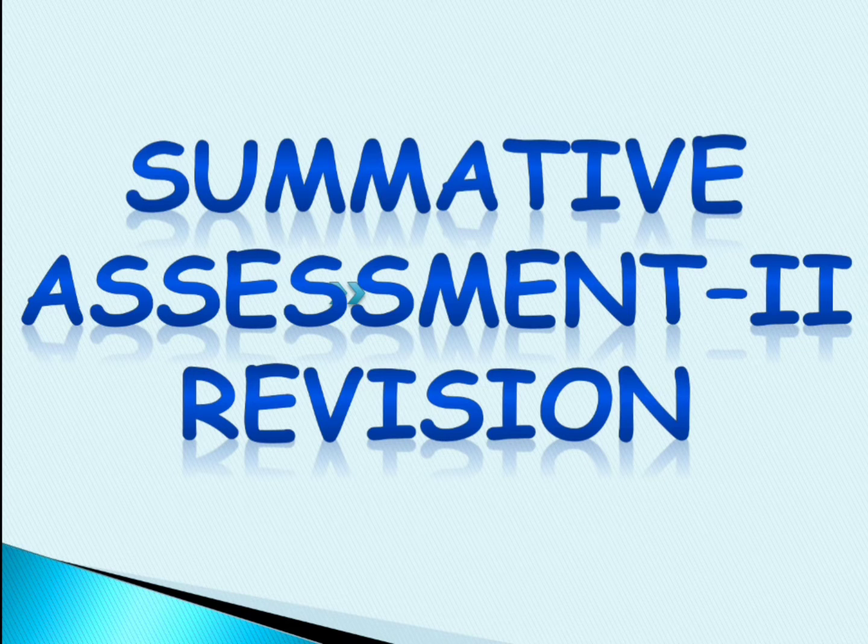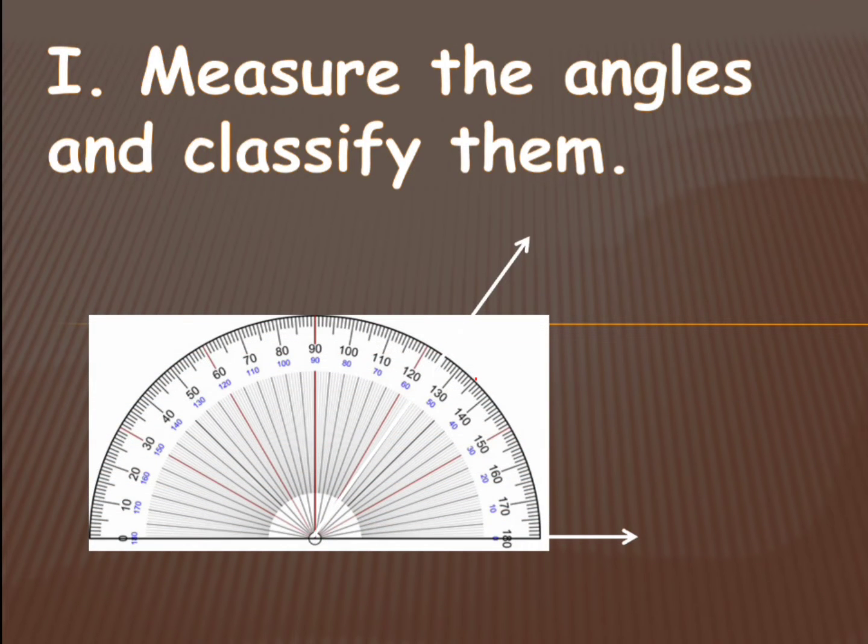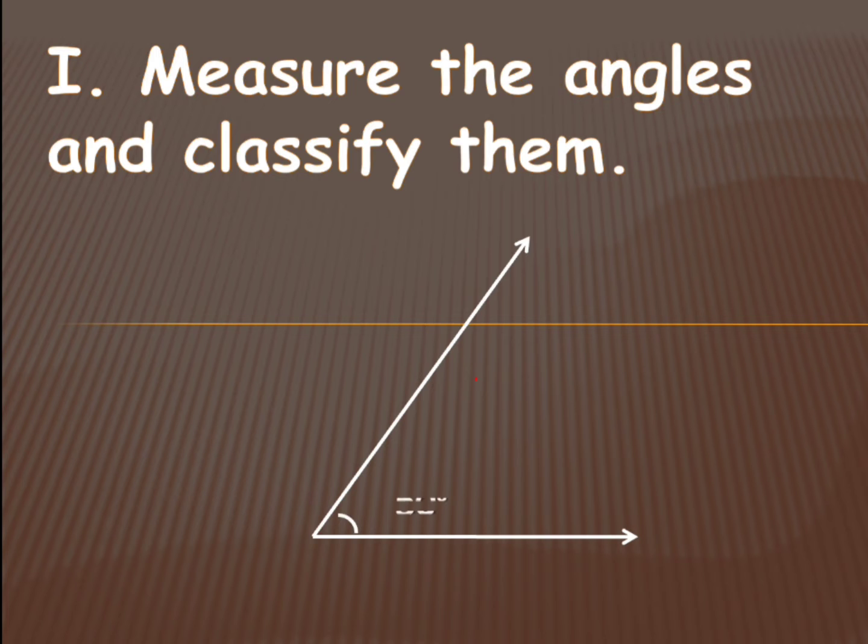Okay, so the first bit is measure the angles and classify them. So, measuring the angles using the protractor. For example, if this is the given angle, you need to place the protractor. You have to check which angle that is. You know, isn't it, children? From 0 it is about 55 degrees. So you will remove the protractor and you will write 55 degrees there. Here it is 50, but actually it is 55. So you will write 55.